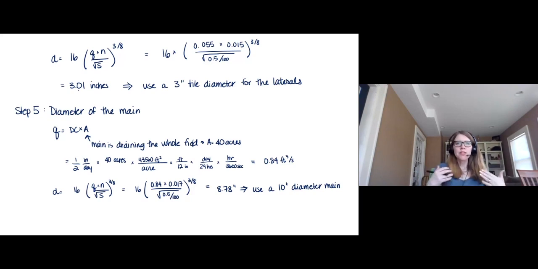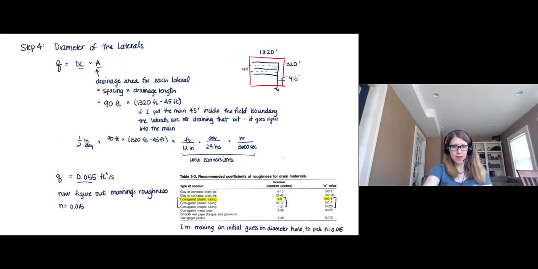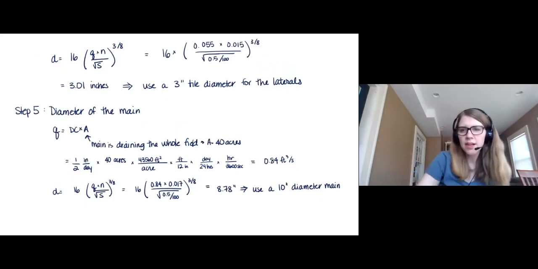So I'm moving on to the diameter of the main. Drainage coefficient's the same. The only difference is the main is draining the whole field. I know that's 40 acres. And so I take 1/2 inch per day times 40 acres, do all my unit conversions, and end up with an estimated flow rate of 0.84 cubic feet per second, which is a lot more than each of those laterals, but each of those laterals is just draining a small portion of the field, and the main line has to take all of the water from each of those laterals, plus get a couple of the edges in there. So, of course, it would be higher.